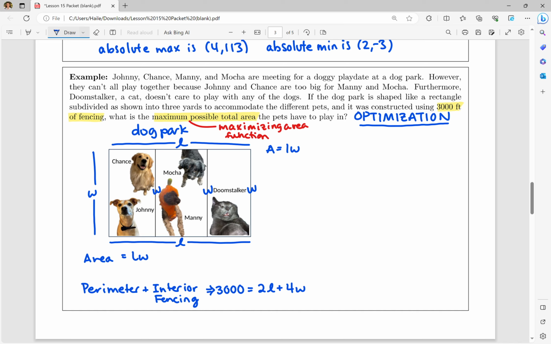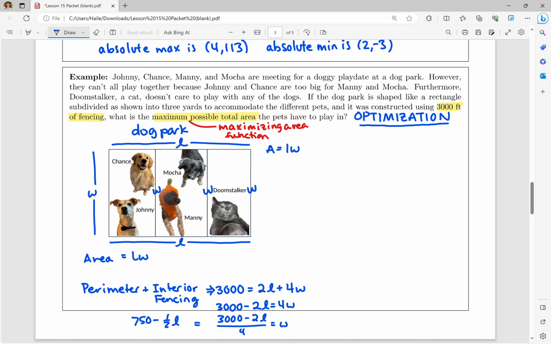So the perimeter equation, I can solve for either L or W. Maybe I want to solve for W because why not? If I subtract over the 2L, I'll get 3,000 minus 2L is equal to 4W. So I get 3,000 minus 2L over 4 is equal to W. And if we simplify that just a little bit, that's going to be 1,500 minus 1/2 L. Oh, wait, no, 750. My bad. 3,000 divided by 4 is 750. So we have 750 minus 1/2 L.